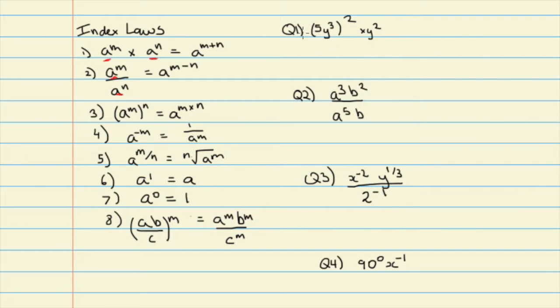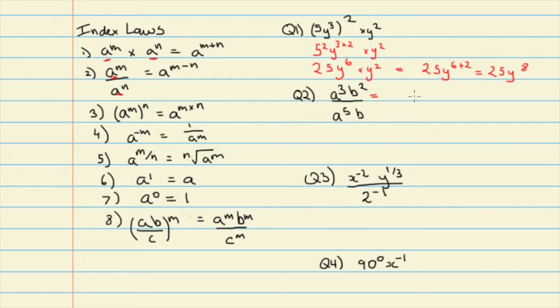Alright, so question 1. So what we have here is we have index law 3. So we'll distribute that off to these exponents. So we'll have 5 squared y to the power of 3 times 2 times y squared. So I'll have 25 y to the 6 times y to the 2. So then I'll be using my first index law to get 25 y to the 6 plus 2, which is 25 y to the 8. Cool. Moving on to the next one.